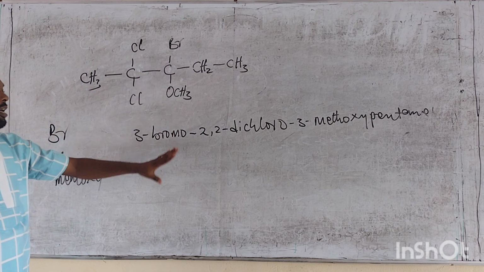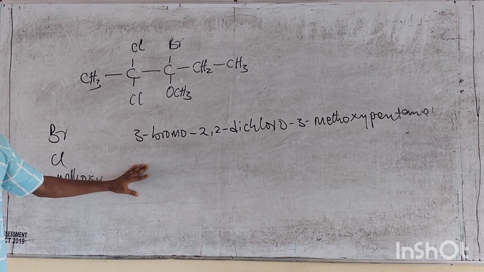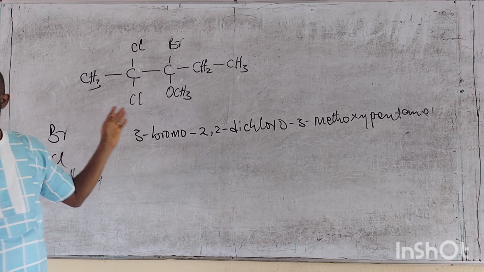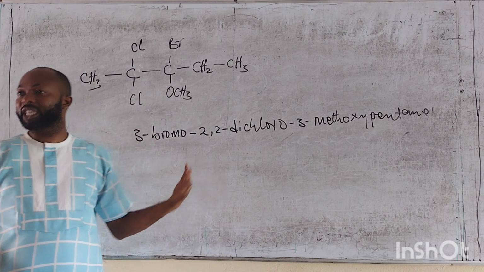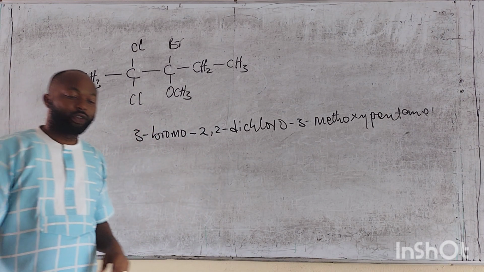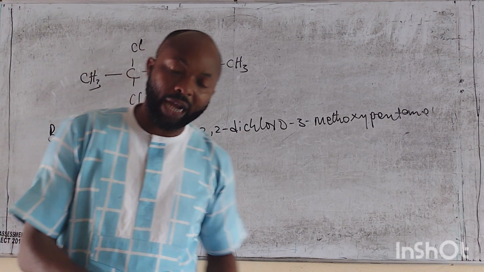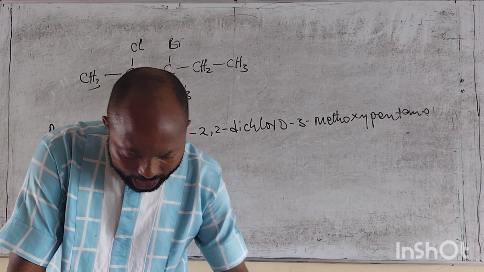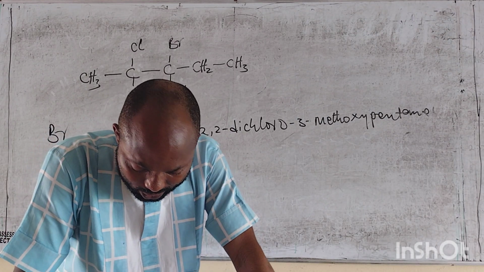So you don't forget that alphabetical order is very important. Some of us may decide to start from the chloro first, forgetting that B comes before C. And once that happens, you have made that mistake, and that will be very wrong. So let's take more questions.